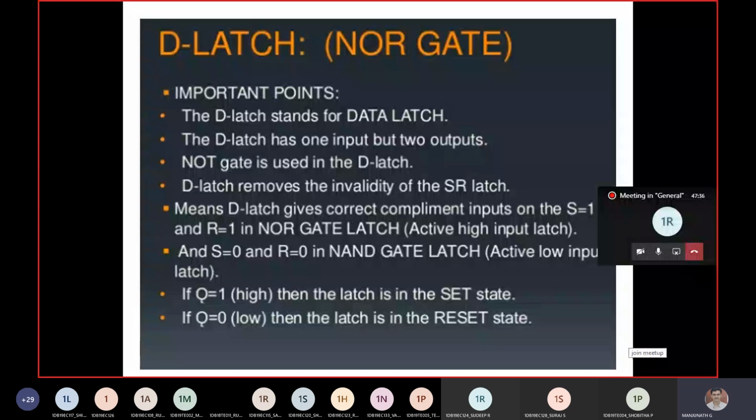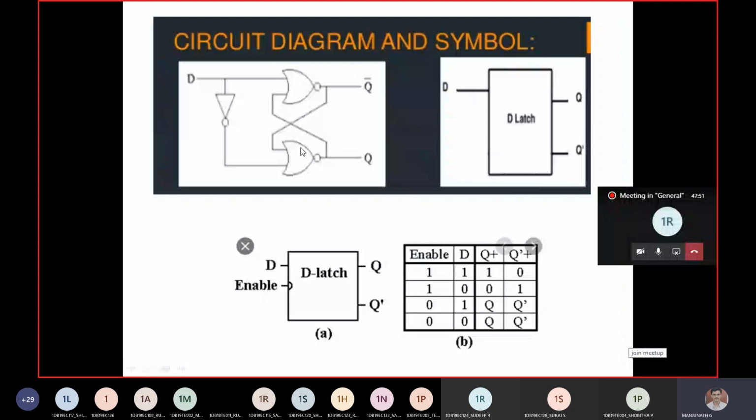So what is the thing you need to go with respect to your truth table? If Q is 1, then latch is set. The common thing you learned in the previous SR, right? Same way. So this is a symbol representation. I can use NAND also, I can use NOR also. But one NOT gate is required. Now tell me, by seeing the diagram of your D latch, why NOT gate is required?